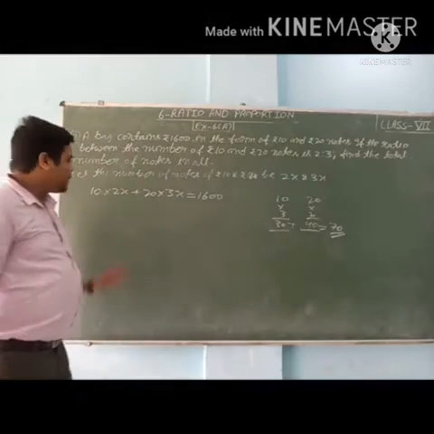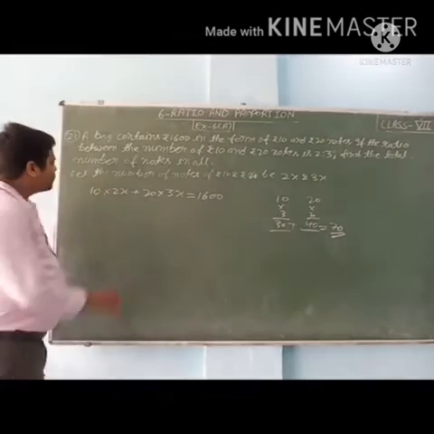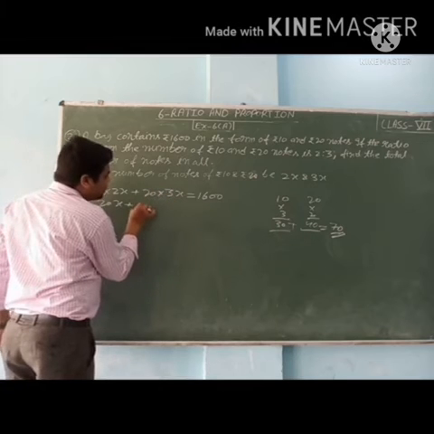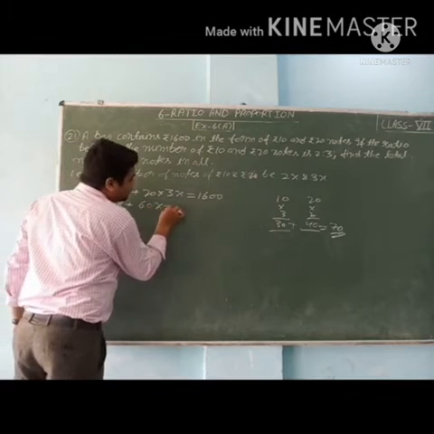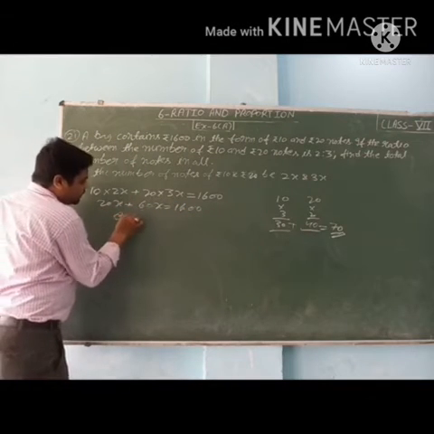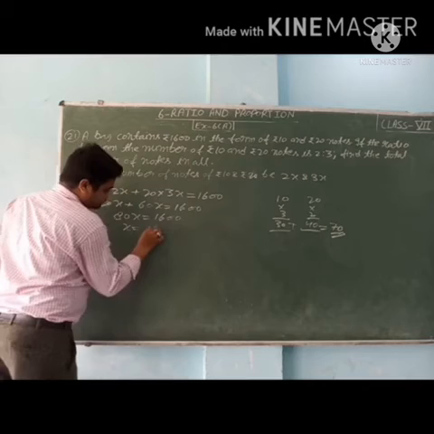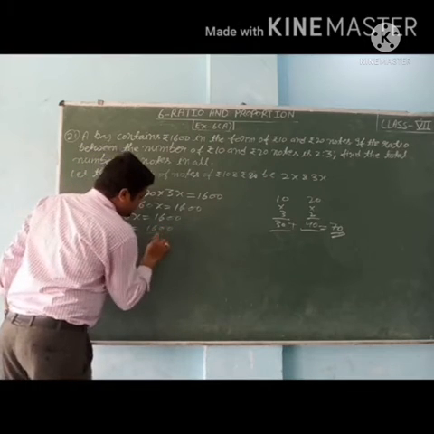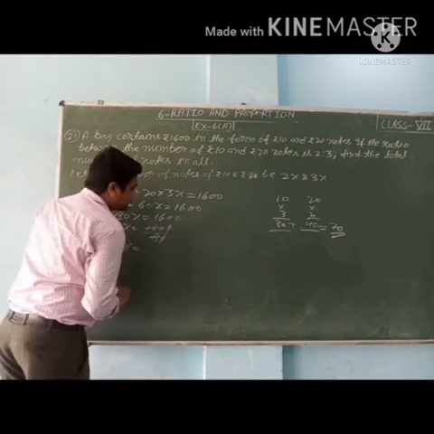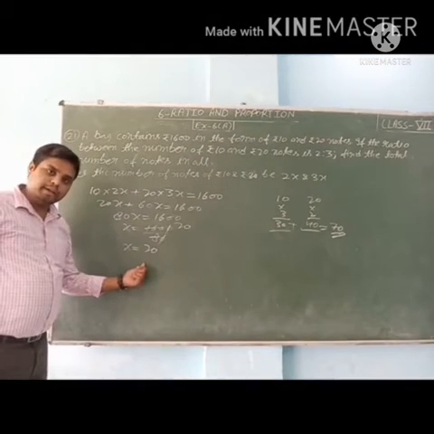So this is equal to 1600. Now we will solve this portion first. So 10 multiply 2x, 20x, plus 20 multiply 3x, 60x, is equal to 1600. So 20x plus 60x, 80x is equal to 1600. x is equal to 1600 upon 80. So x is equal to 20.